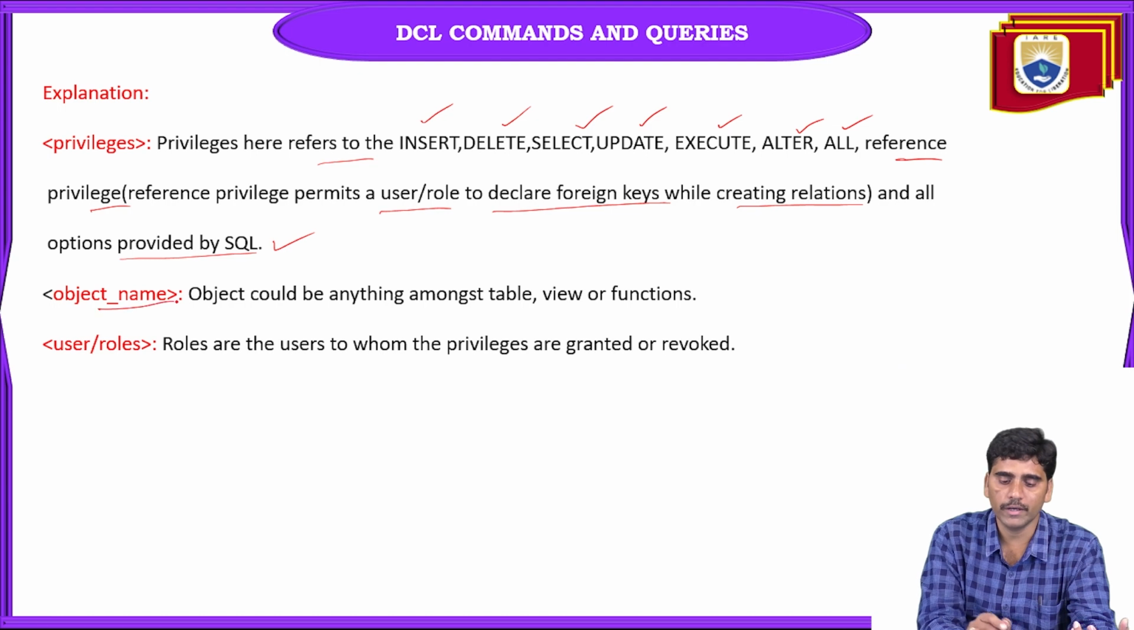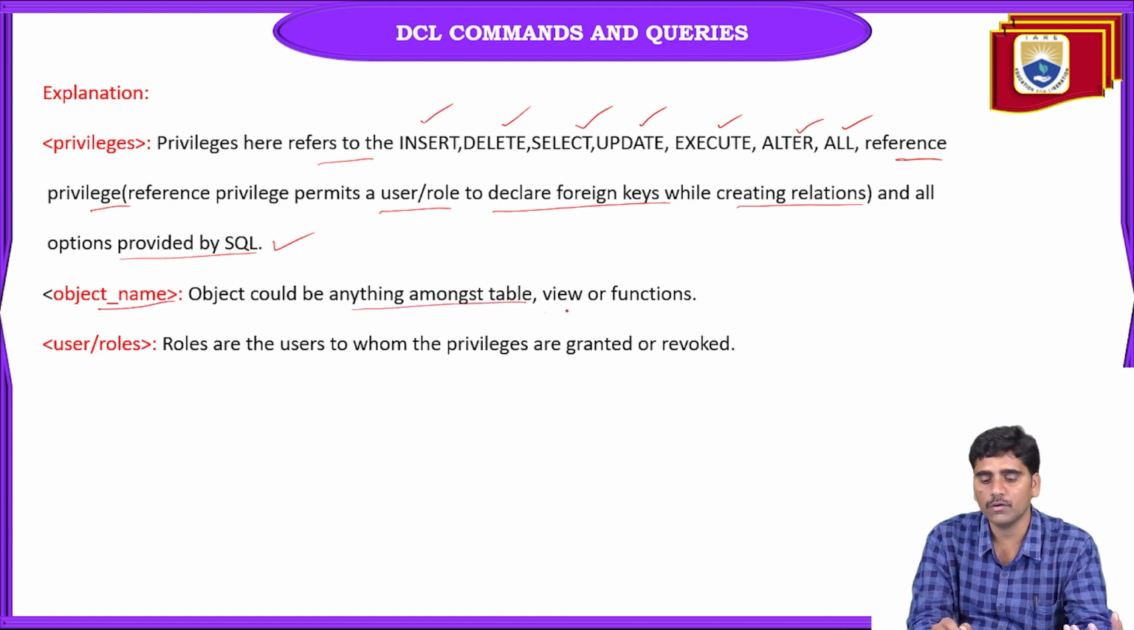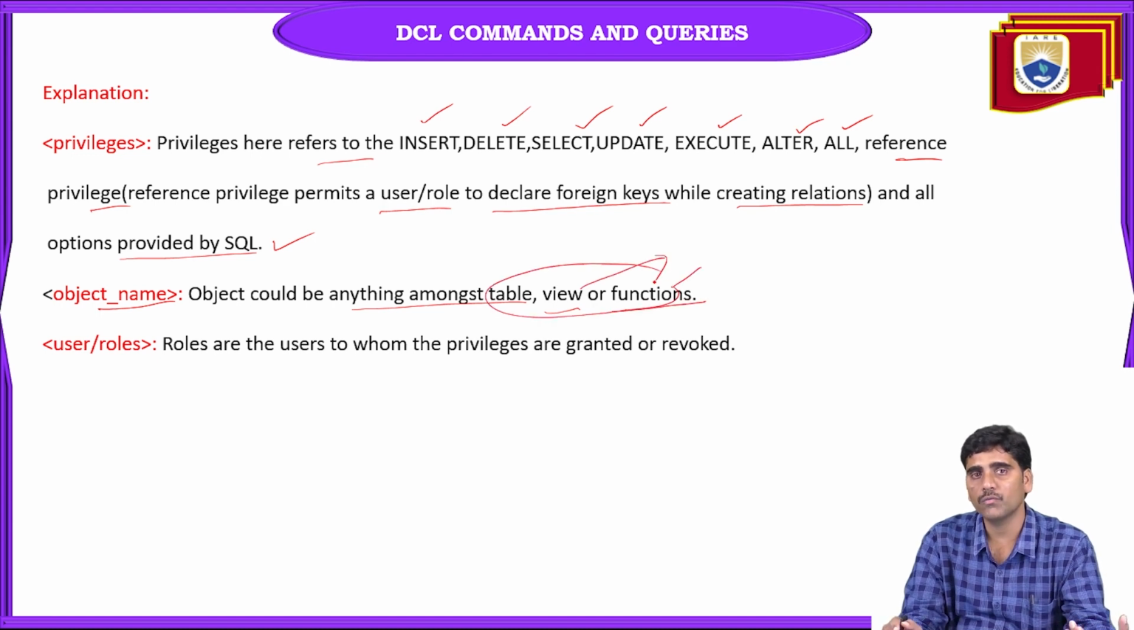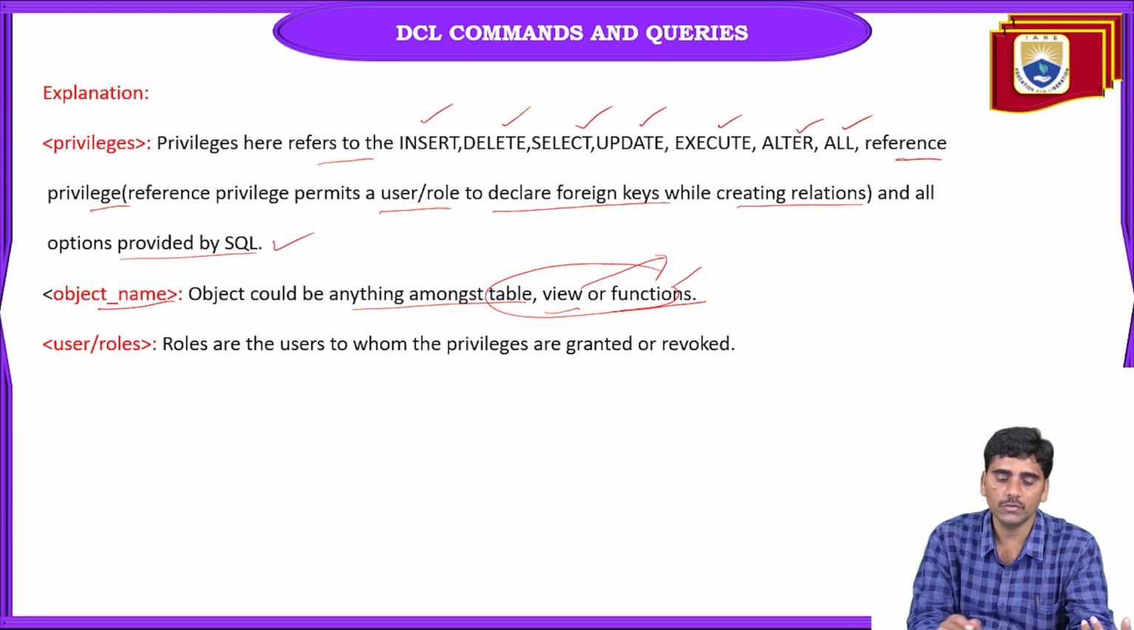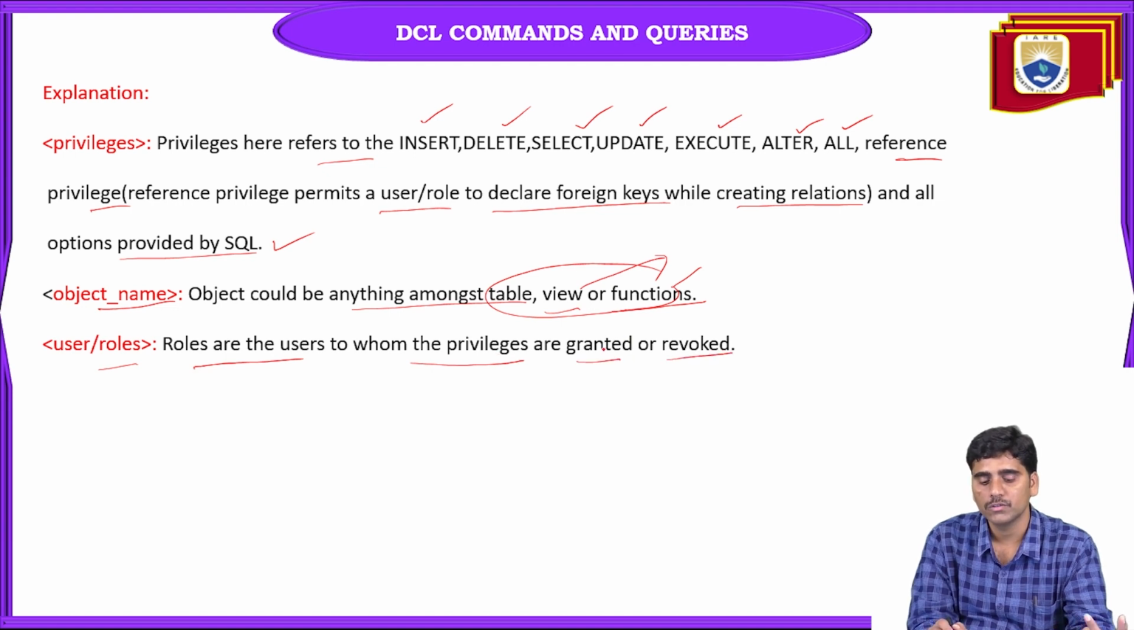And the next is the object name. An object could be any of a table, view, or function; you can take any one of these as the object name. And user or role: roles are the users to whom the privileges are granted or from whom the privileges are revoked.